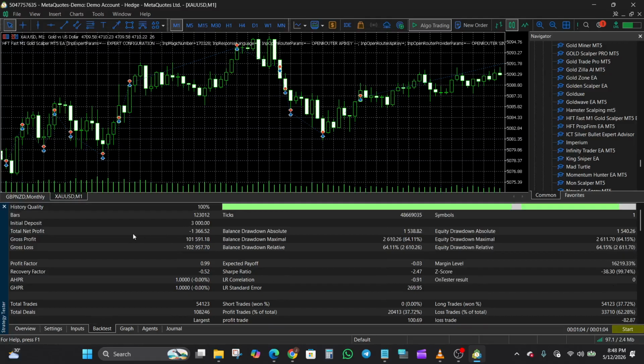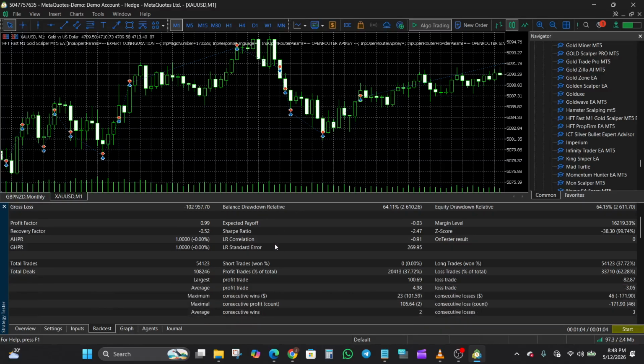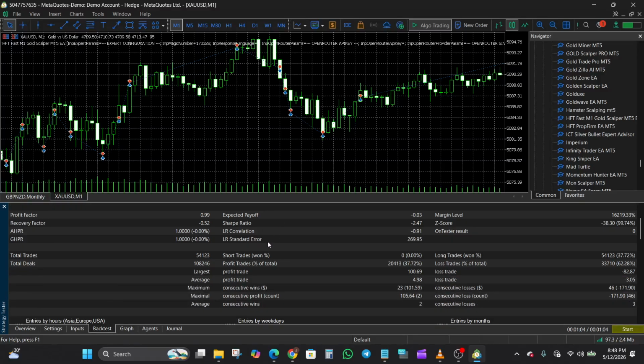and the result of the backtest is giving us a total net profit in the negative, right? But remember that these are just historical backtest results. Okay. It does not guarantee future performance.